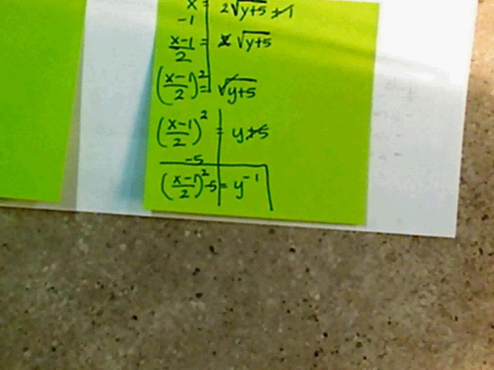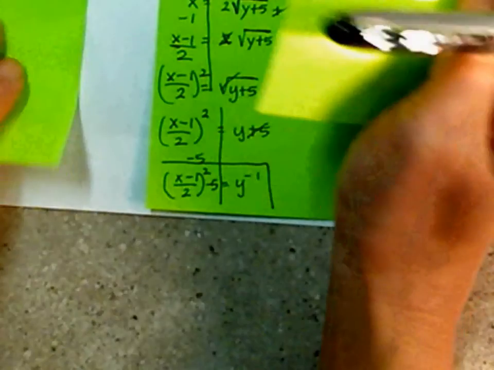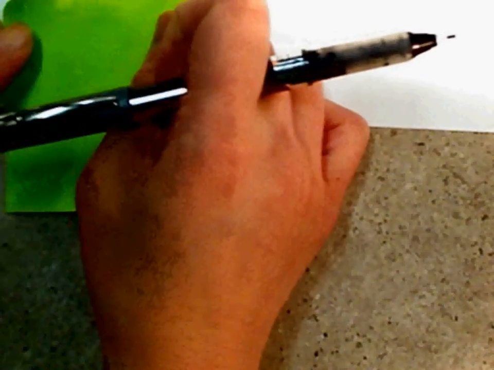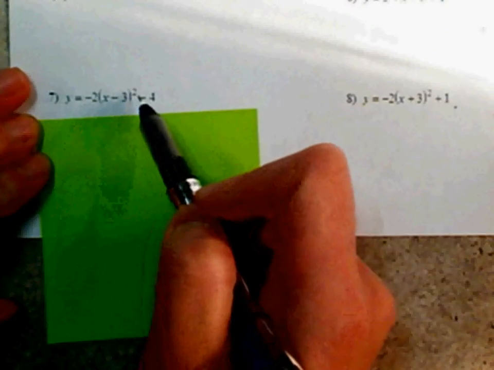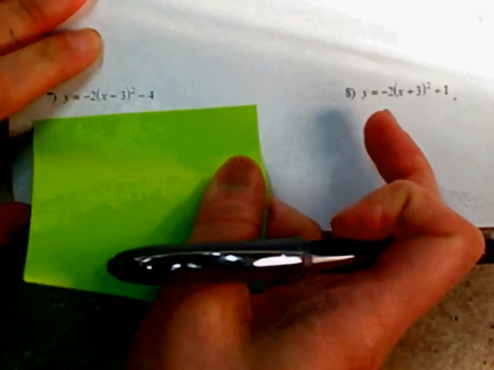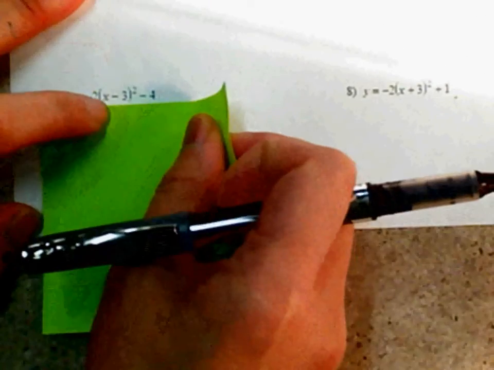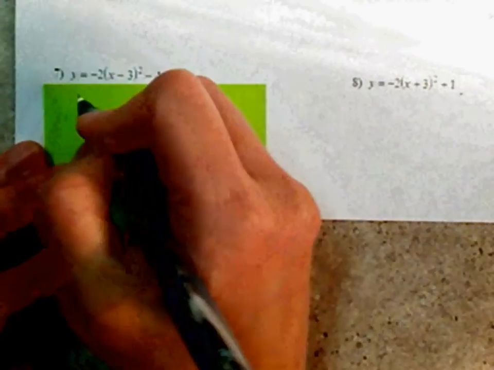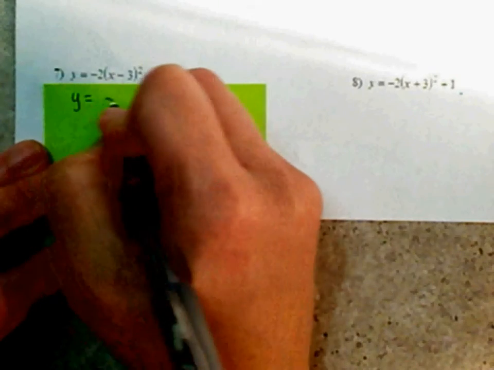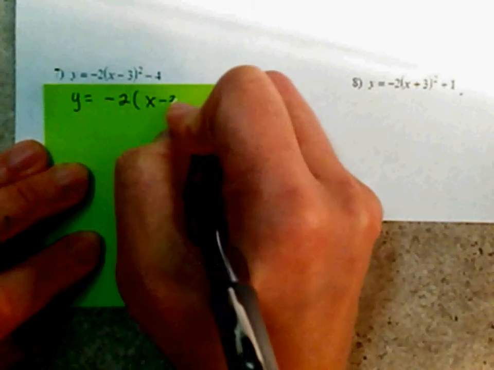All right, you guys good? All right, let's go to number 7 here. Okay, on number 7, you start off with a square. What should be in your answer? A square root. Very good. All right. So you got y equals negative 2 times x minus 3 squared minus 4, right? Okay. First step, what do we do?